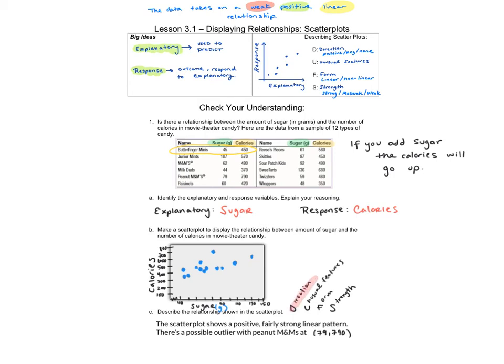Direction, that's going to be positive because as sugar increased, the calories in general increased. Unusual features, that's going to be the second sentence, the possible outlier, which is here. That's my possible outlier. Form, what kind of shape this is taking. So linear pattern. And how strong that form is, we said fairly strong. So we hit all the pieces we needed to hit there, and this problem's good to go.